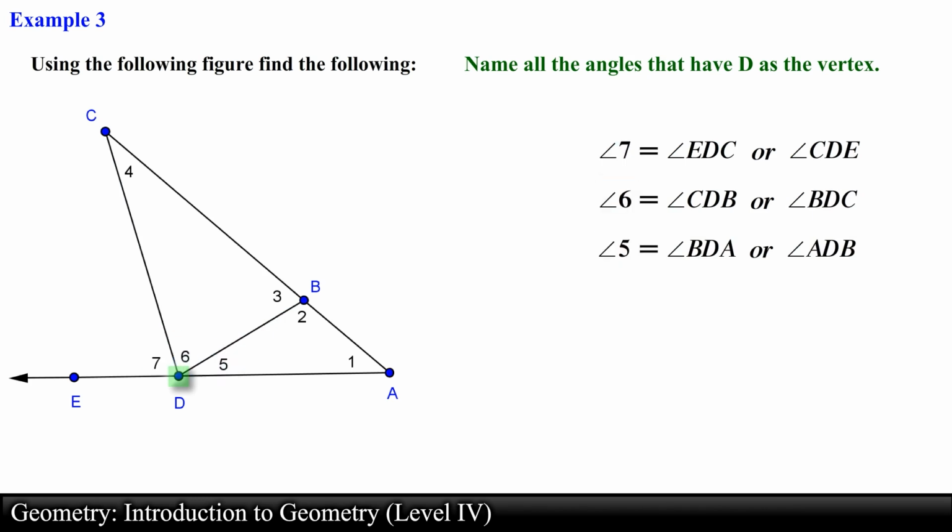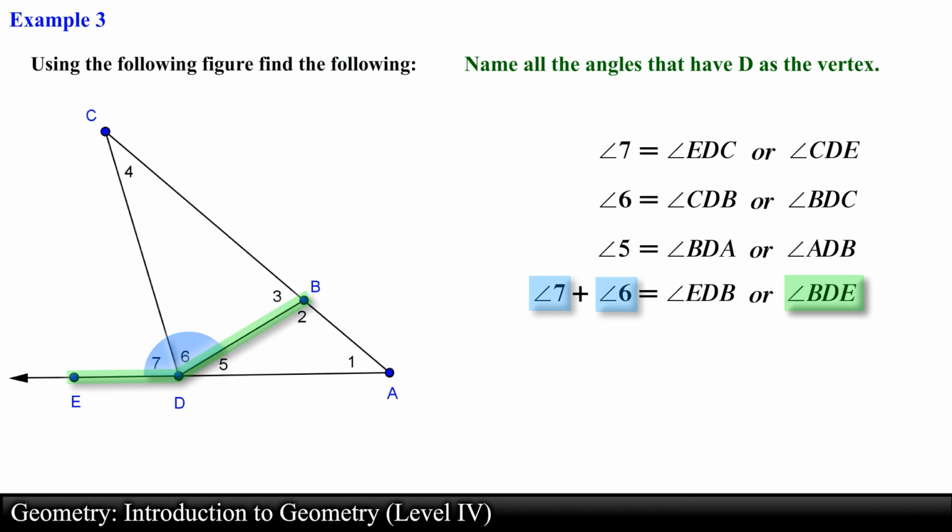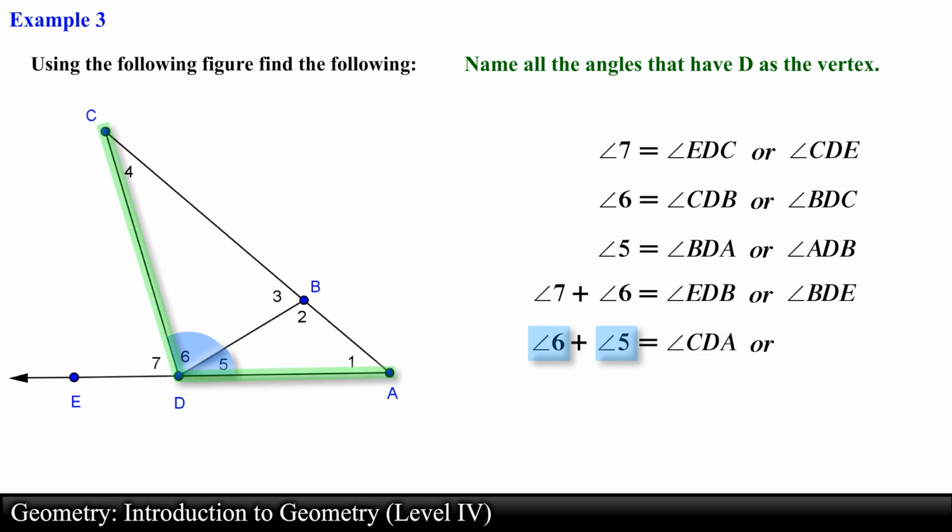But it turns out that there are 3 additional angles that contain point D as the vertex. The next angle is formed by the sum of angle 7 and 6, and can be named as angle EDB or angle BDE. Another angle is formed by the sum of angle 6 and 5, and can be named as angle CDA or angle ADC.